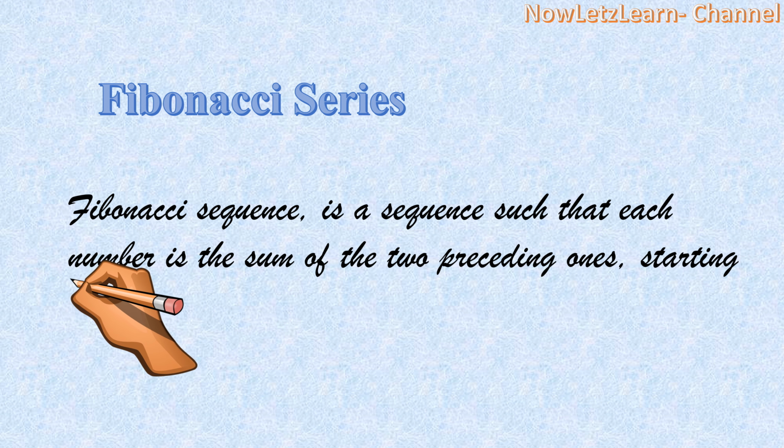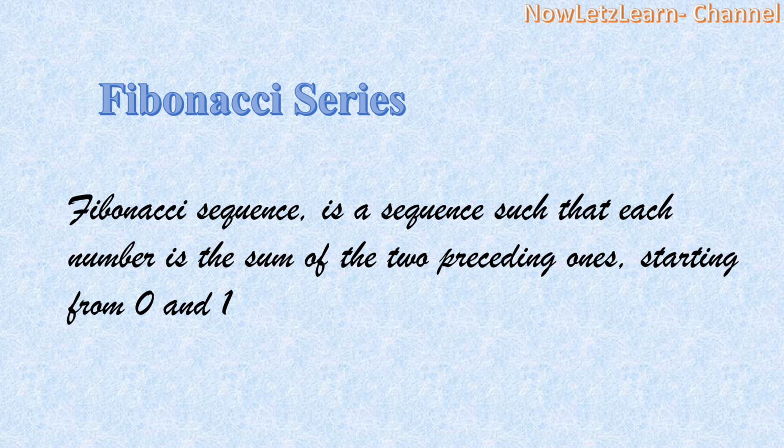By definition, as you see on the screen, it is a sequence such that each number is the sum of the two preceding ones, starting from 0 and 1. In simple words, if I want to find the next element of the sequence, I need to add the first two elements. In this case, it's 0 plus 1, which gives 1. If I want to find the fourth element, I again add the two preceding numbers, which in this case would be 1 plus 1, which is 2.